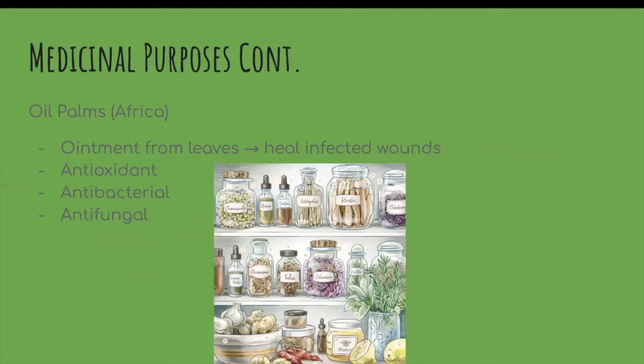More medicinal purposes, the oil palms specifically, what I found was the oil palms in Africa. People are making ointment from the leaves, and they can help heal infected wounds. They are antioxidant, antibacterial, and antifungal, and it can basically just help not only for the wound to close, but it can help with preventing further infection and sometimes even stopping and healing the infection that could already be there.